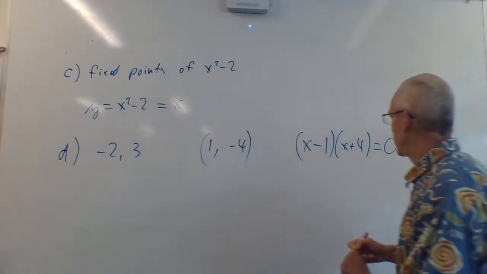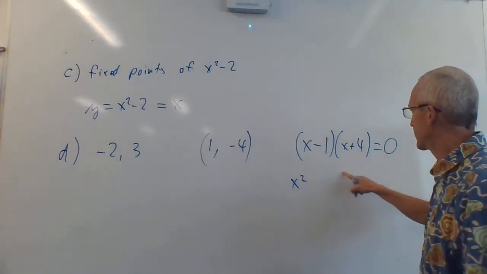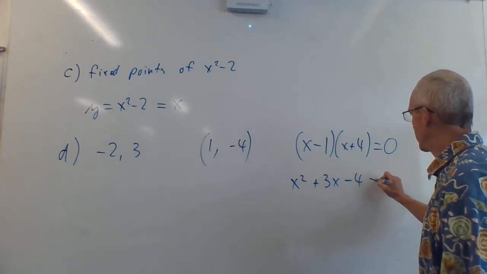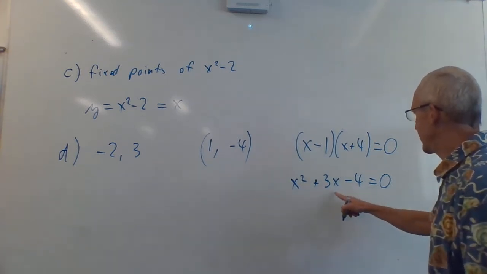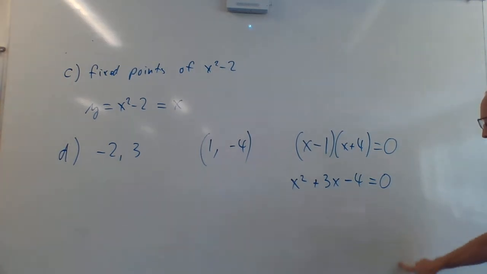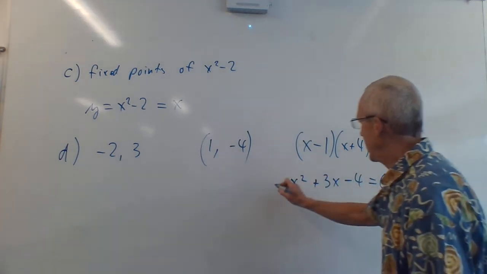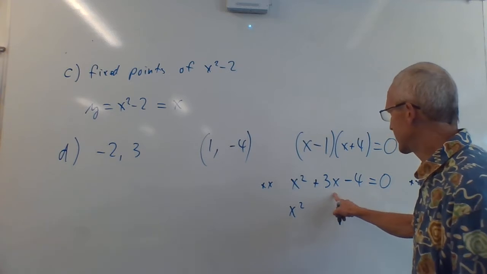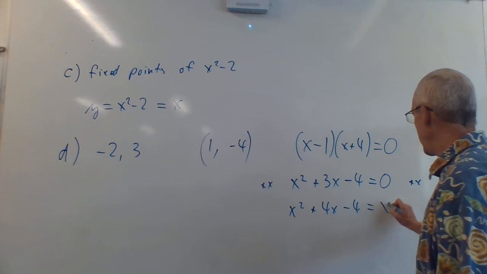Now we multiply this out. So x times x is x squared, minus 1x plus 4x, the 4 wins, so plus 3x minus 4 equals 0. Okay, now the function that does that is we need an x over here and not a 0. So we add an x to both sides. So plus x here, add an x to this side, plus x here. So then we have x squared plus 3x plus x is plus 4x minus 4 equals x.